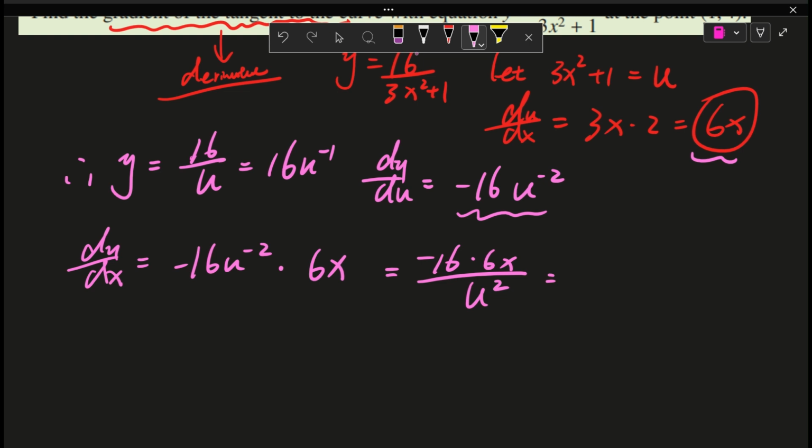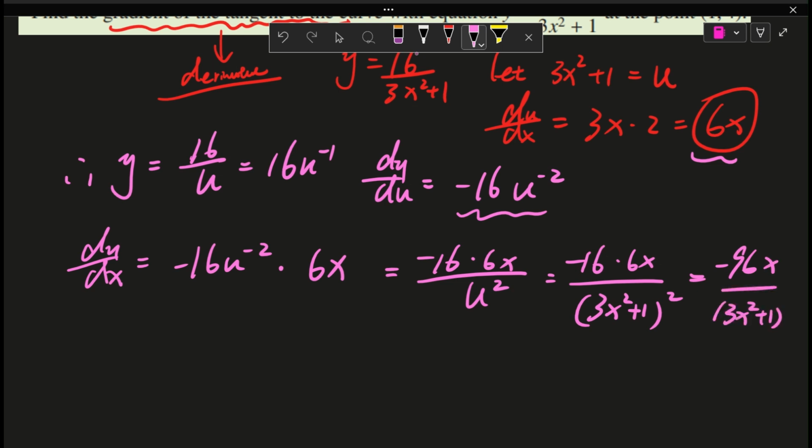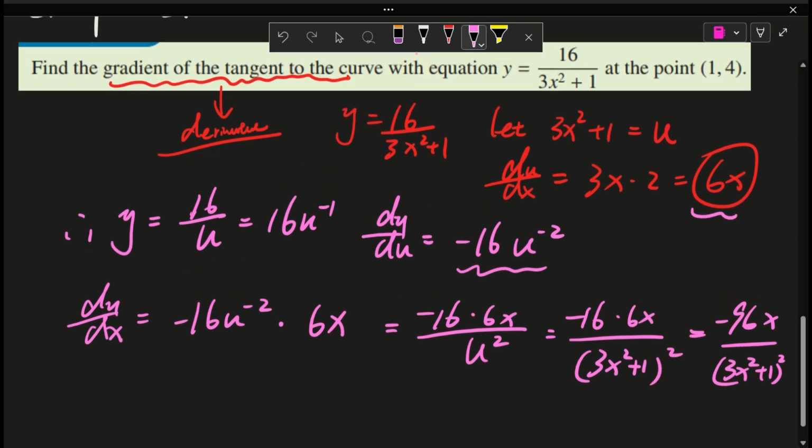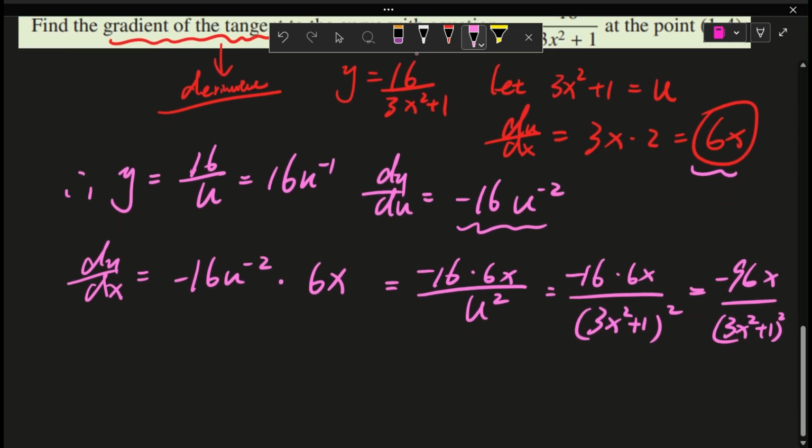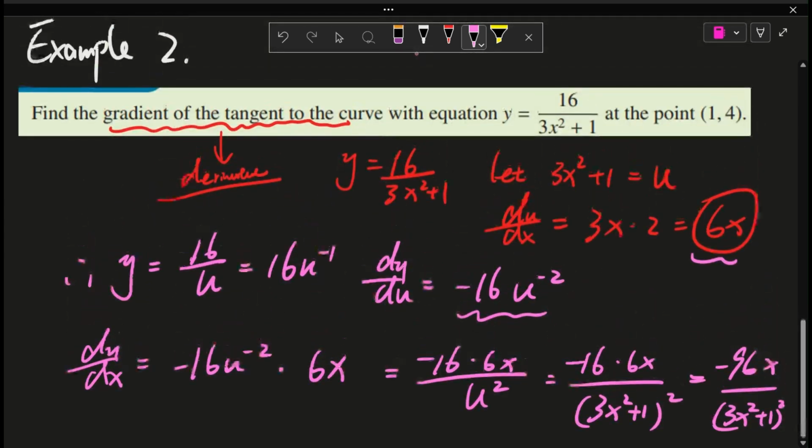Because, as I said, dy/dx shouldn't have u, so we substitute back to get negative 16 times 6x over (3x squared plus 1) squared, which is negative 96x over (3x squared plus 1) squared. Perfect. Then find the gradient, because y equals 4 when x equals 1.